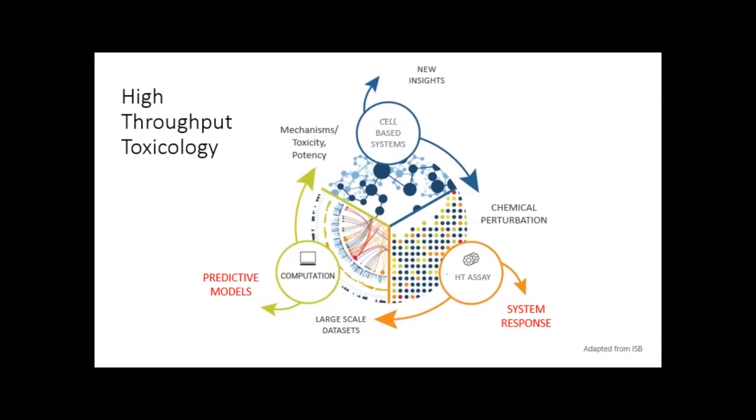If you recognize, this is actually a slide stolen from the Institute for Systems Biology, which basically talks about the iterative process in which you go from cell-based systems, you perturb them with chemicals, you conduct high throughput assays, measure complex system responses, generate large-scale data sets, analyze these data with sophisticated computational algorithms, potentially predictive models, and come up with predictions about what the mechanisms are for the chemicals, what putative toxicities might arise, and then also estimate the kinds of potencies at which you will observe those adverse effects. Okay, so this is the overarching paradigm that we're using.